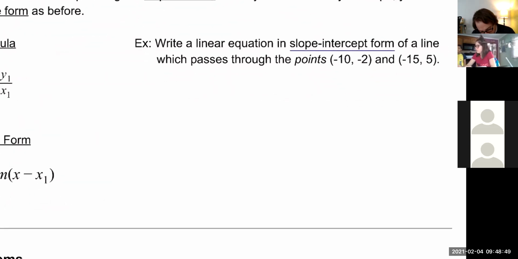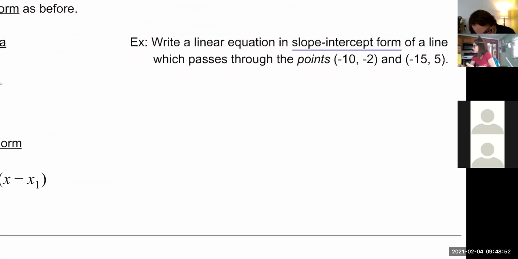So I'm going to set up my workspace here real quick because you know I'm fancy. I'm going to cut it in half. And on the left, I'm going to remind myself that I need to find the slope first, because without the slope, you can't use point slope form.